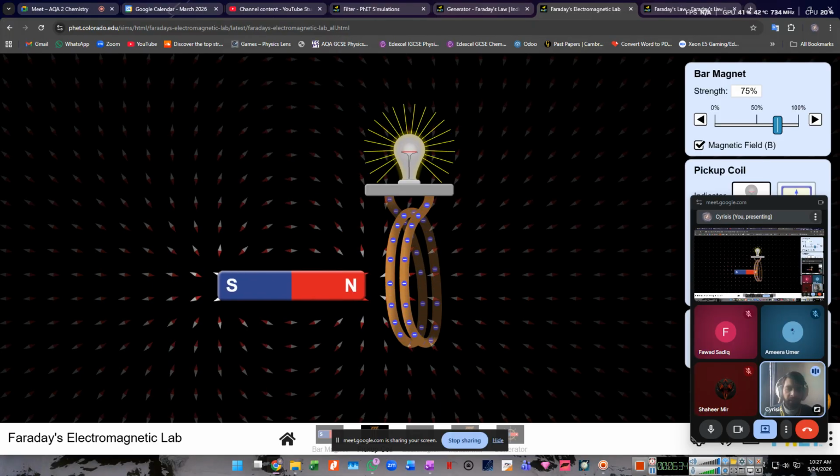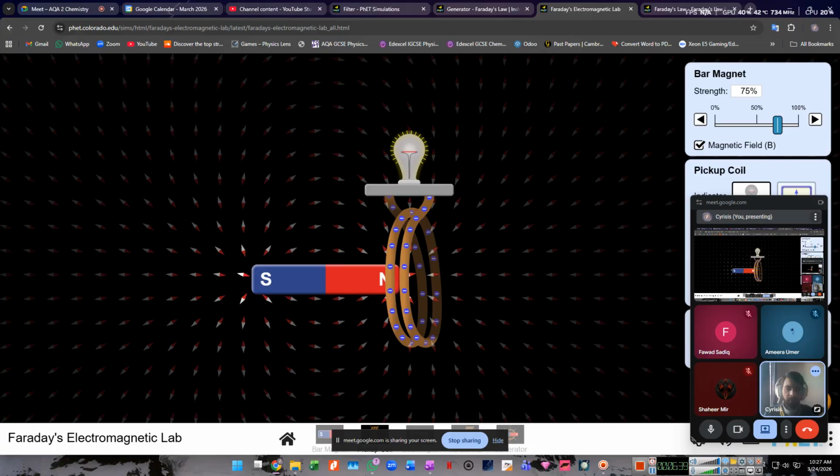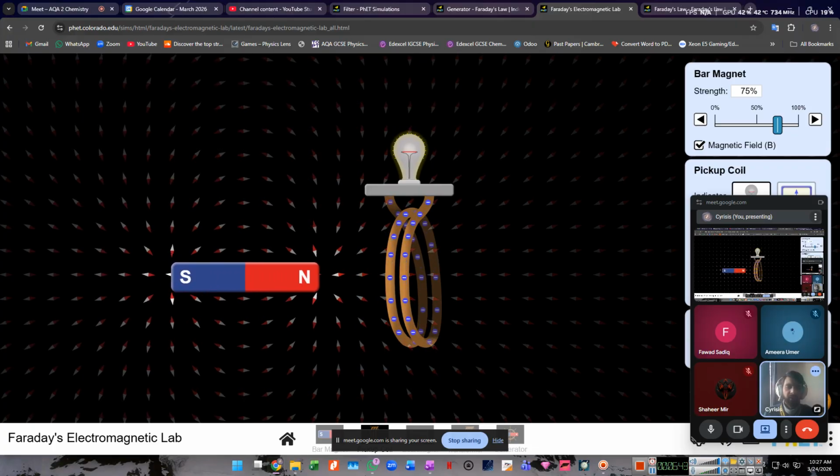So if I move the magnet faster, you see that more voltage is generated, and if I move the magnet slowly, then the repulsion effect is slow. So the electrons will move slower. Now keep in mind, what is current? Current is the amount of charges moving per unit time.